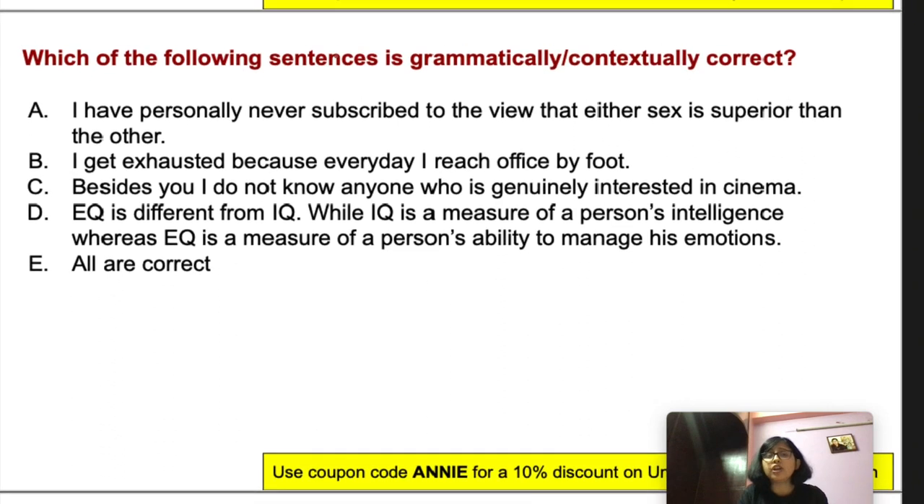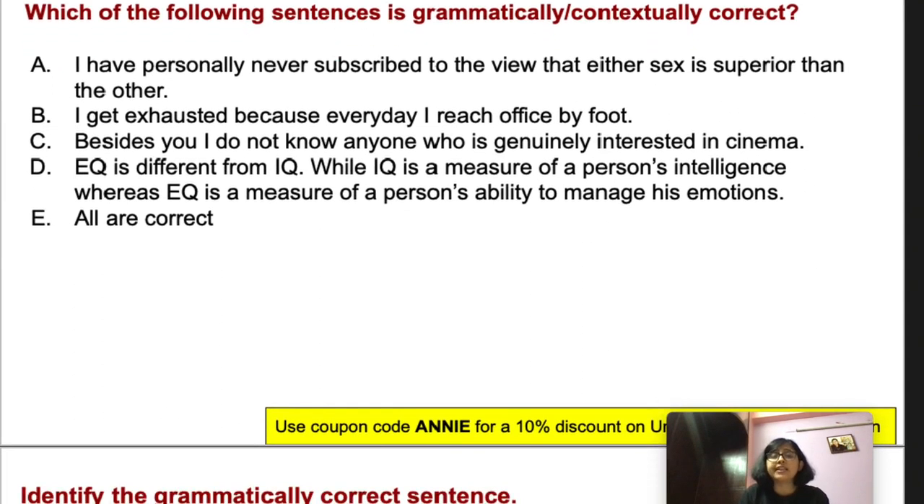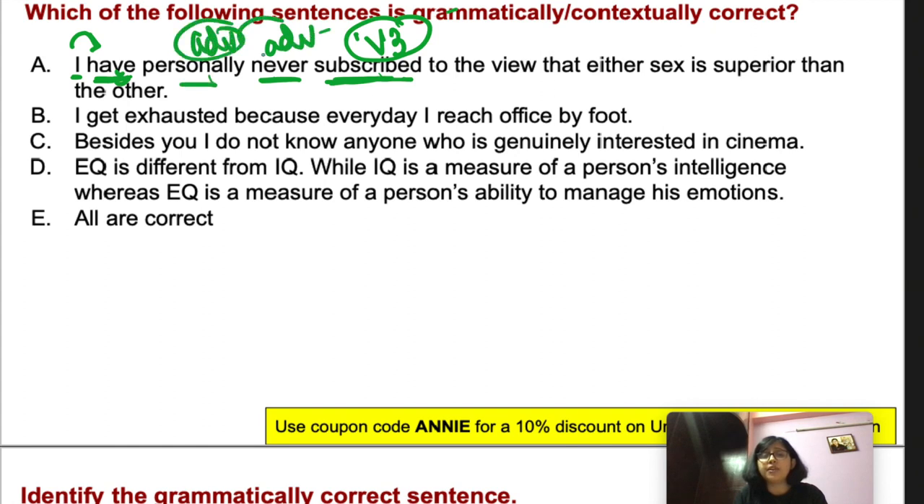Next, which of the following sentences is grammatically or contextually correct? I have personally never subscribed to the view that either sex is superior than the other. Okay, so I plus V1, I have personally never subscribed. Now subscribed is a verb, so have plus V3, this is correct. Never acts as an adverb and personally is also an adverb here. Never modifies the verb subscribed, and personally also modifies the verb subscribed.